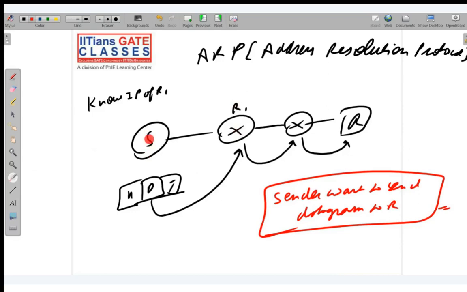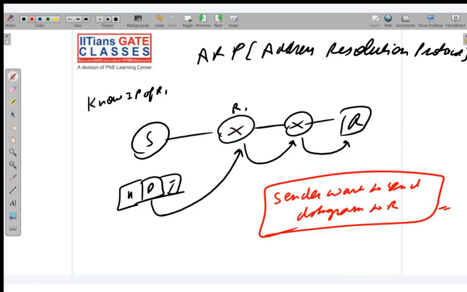Because it has a routing table and all. We will study that in today's lecture. I hope if we reach that point, we will get to know about it in today's lecture only. Otherwise, we will start that in the next lecture. But the basic thing is that you should suppose the sender knows the IP address of R1. But it does not know the physical address of R1, and if it does not know the physical address, how will this frame be transported to R1? That is the biggest problem.